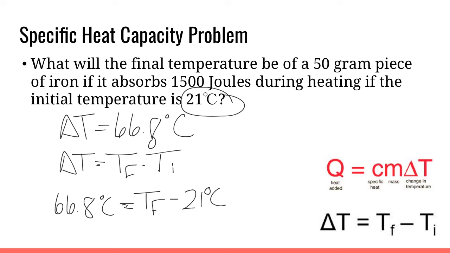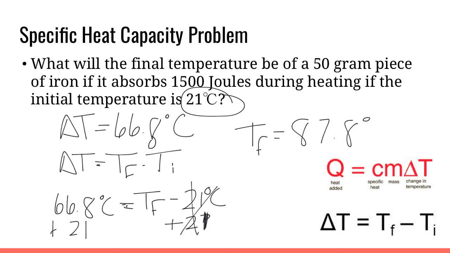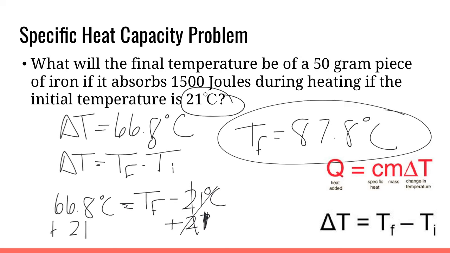I need to get this 21 on the other side so that T final is by itself. If I'm subtracting it, to get it to the other side I'm going to add 21. So those cancel, plus 21. And when I do that, T final is going to be equal to 87.8 degrees Celsius. So you're going to have to manipulate that specific heat capacity equation every once in a while, and if you need to find T final, you have to first find the change in temperature and then solve.